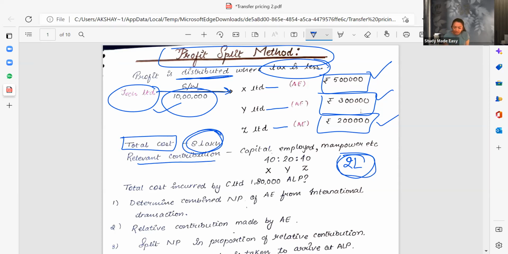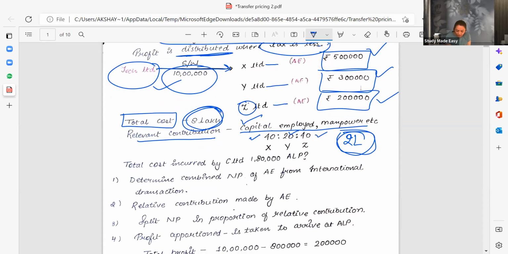Now they are saying relevant contribution should be this. Capital employed, they will give you the ratio in which you should distribute. So they have given that on the basis of capital employed, 40, 20, 40 is the ratio in which you should distribute the profit. They are saying this Z Limited, this would be Z here. Z Limited has incurred 1,80,000 cost. What is the cost? Capital employed, right? So Z has employed 1,80,000 only. How much did Z employ? 1,80,000. So can I say 1,80,000 is the cost for Z? So I should distribute the 2 lakh profit to him, and I will get the arm's length price.